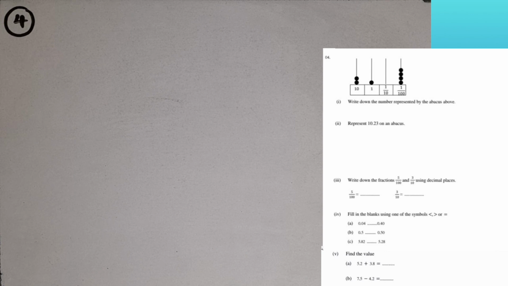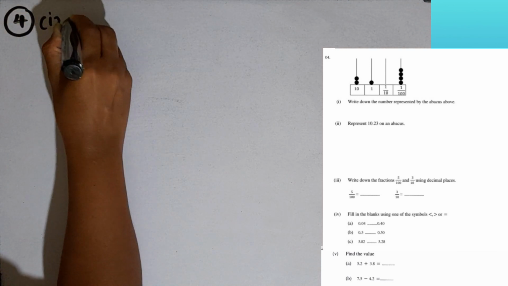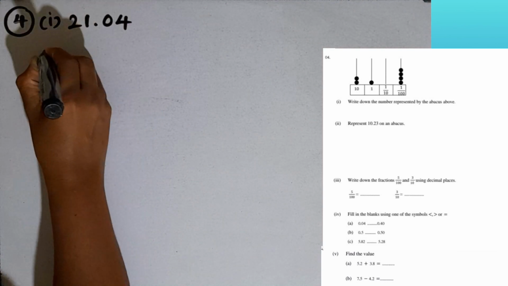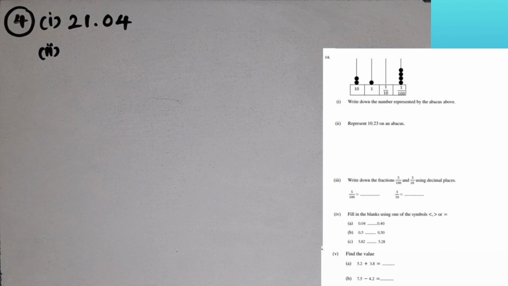Fourth question, we are given this abacus. First one, write down the number represented by the above abacus. The number here is: in the row of place value 10, we have two counters. In the next row we have 1, the next one 0, and the last row, that means the place value 1 over 100, we have 4 counters. So the number is 21.04.